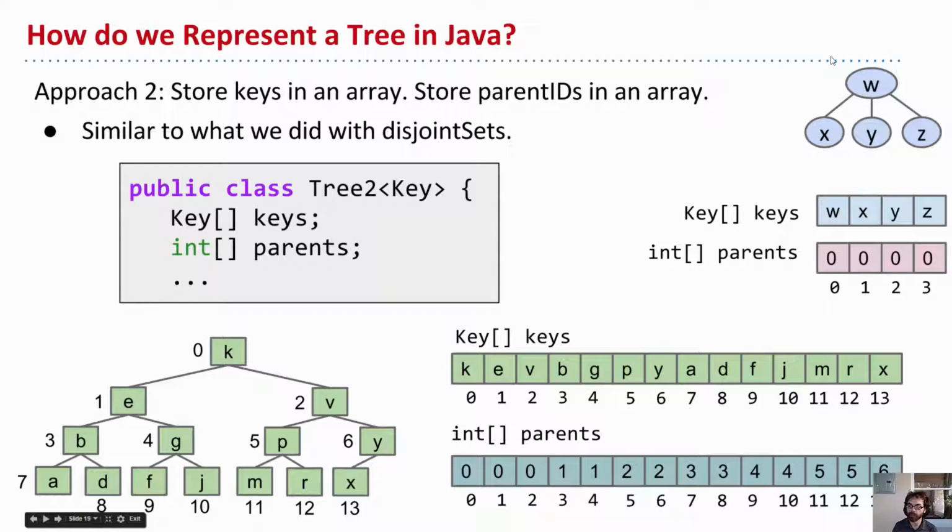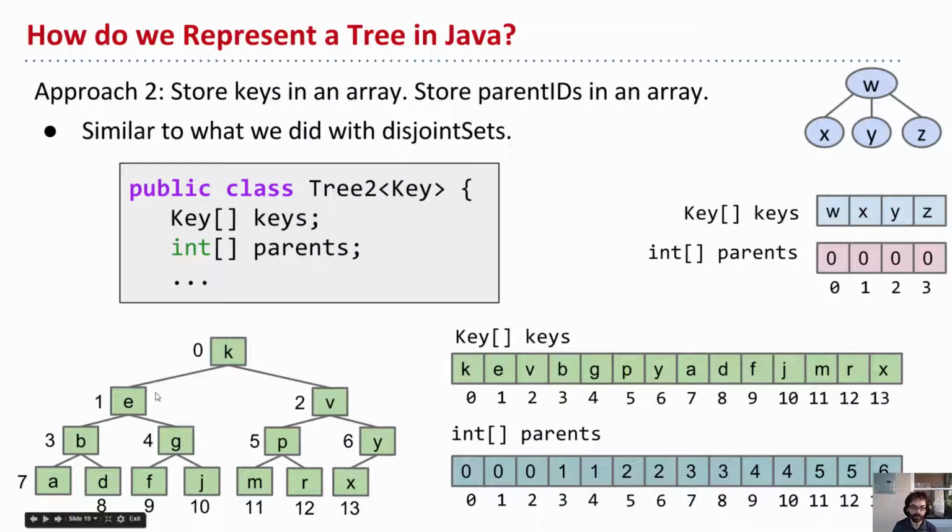Now obviously this is a very boring example, so I've created a larger example here that hopefully will make it a little more clear what's going on. In this example, what we see is we have two arrays. This is all of the keys, K, E, V, B, G, P, Y, etc. And here I have my parent links.